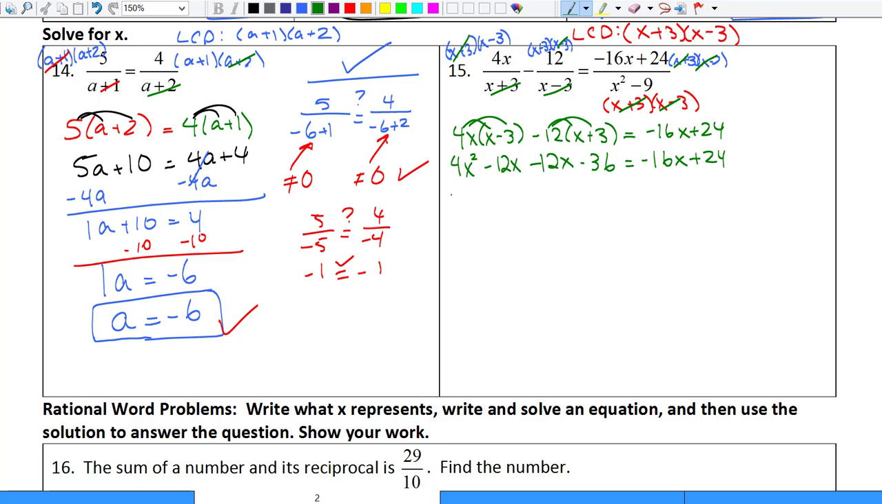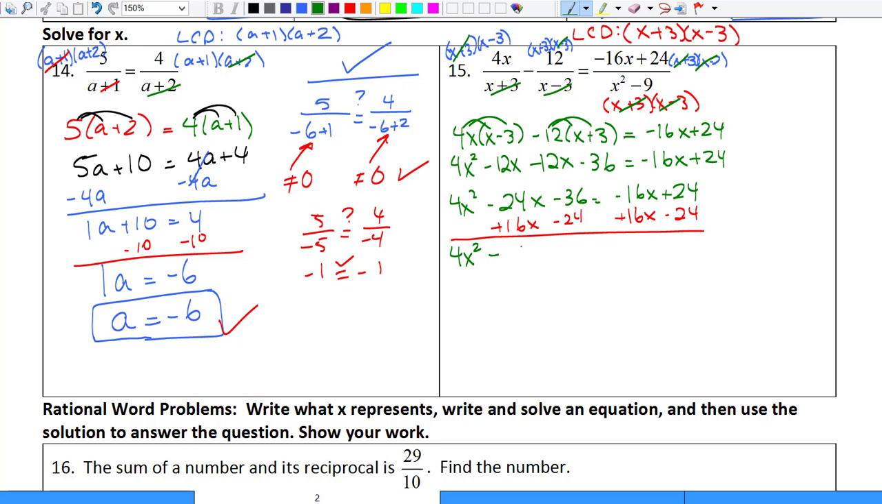Now I can combine like terms. I get 4x squared minus 24x minus 36 equals negative 16x plus 24. At this point, I can get all of my values on one side of the equal sign by adding their opposite, which gets me 4x squared. Negative 24x plus 16x is negative 8x. And negative 36 minus 24 is negative 60. Okay, and now I have to factor that.